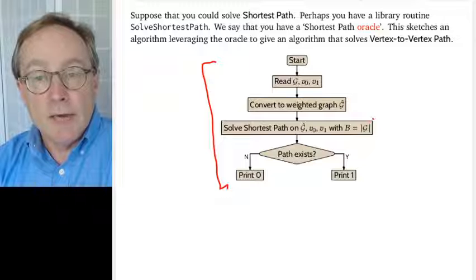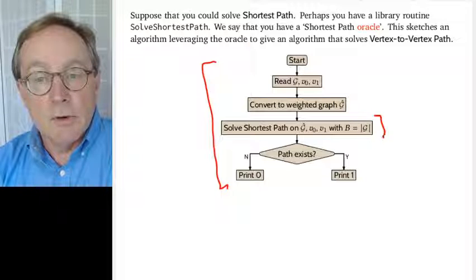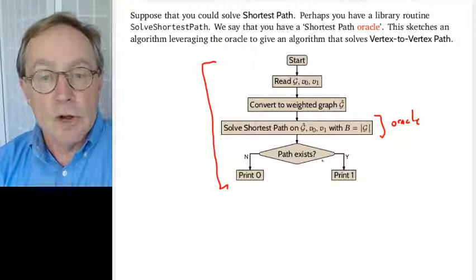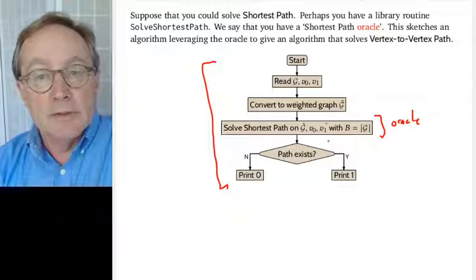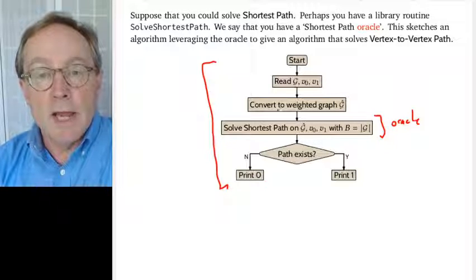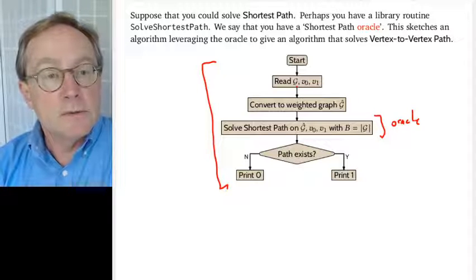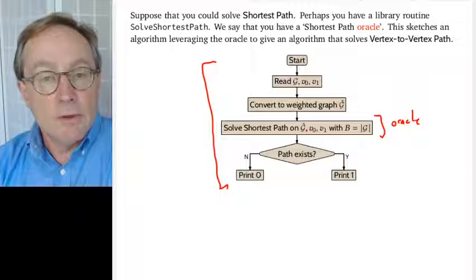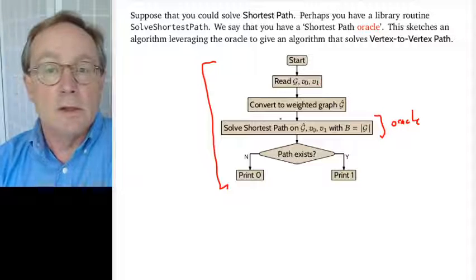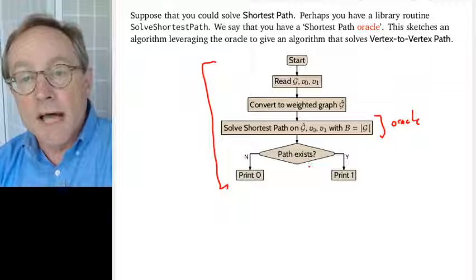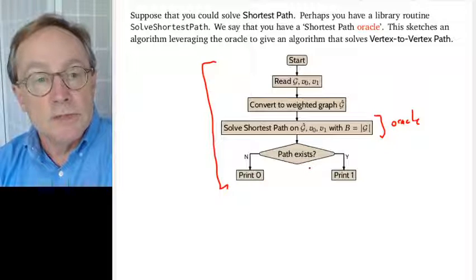Now, if you're able to answer this box here, this is the oracle. If you're able to answer that box, then you can answer whether a path exists or not, and you can print 1, meaning yes, there is such a path, the answer to the originally posed question is yes, or no, there is no such path, the answer to the originally posed question is no. Observe that this is fast. If the shortest path oracle is fast, then the rest of the flowchart is also fast. So we can leverage that oracle to give an algorithm that solves vertex to vertex path.